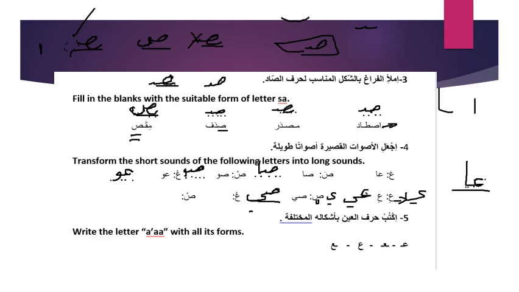Now here we have eh. If we have this sukun silent, can we have a long sound of letter eh? Of course no. Sih, of course no. Okay, now write the letter a with all its forms. Let me start with this letter a.